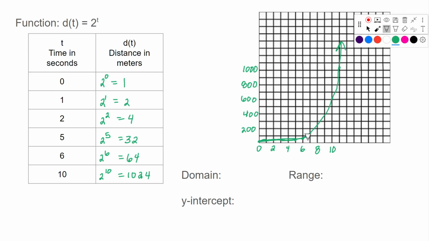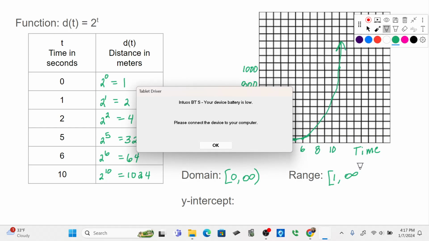In terms of the tortoise and the hare and their race, the domain, because this is time in seconds, we can't have negative time, so we know that the domain has to start at 0, but we don't know how long. This could go on forever, so our domain goes off to infinity. And our range starts at 1 and continues on to infinity because we are always increasing.